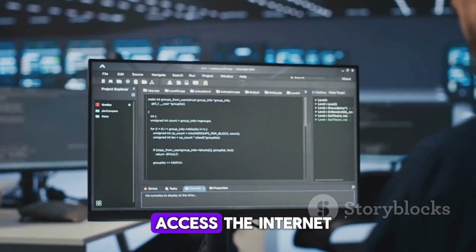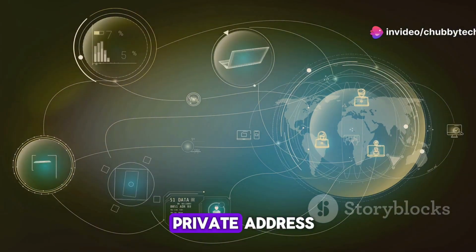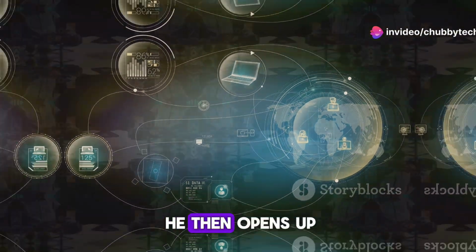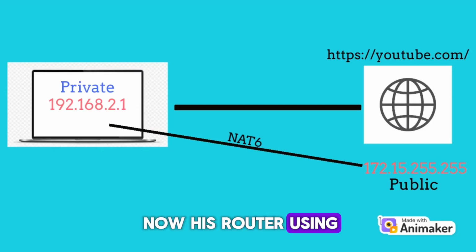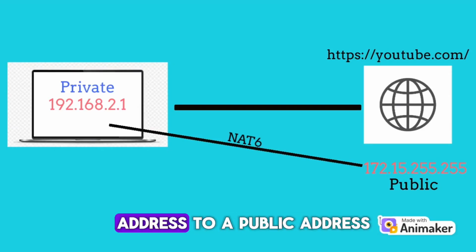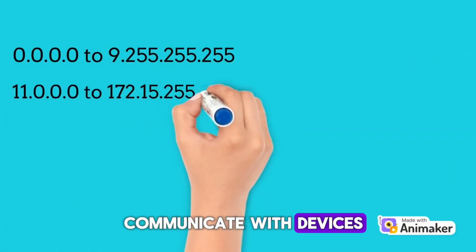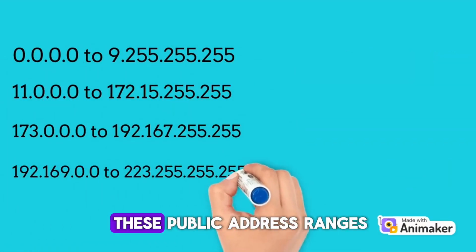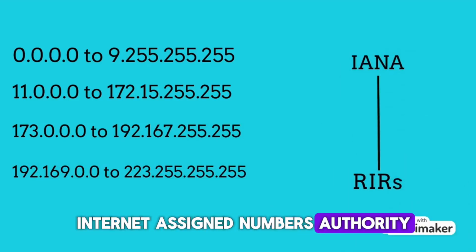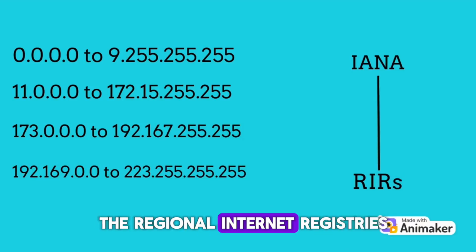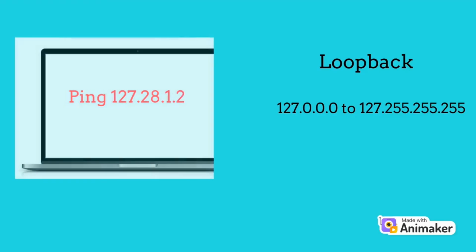Now John wants to access the internet. How does he do this? He reconnects the laptop to the router and is assigned a private address. He then opens up his browser and inputs a URL. Now his router, using the network address translation, converts his private address to a public address, making it possible to communicate with devices outside the home network. Public addresses are assigned by the Internet Assigned Numbers Authority and then managed by the regional internet registries. There are also some special types of IP addresses.